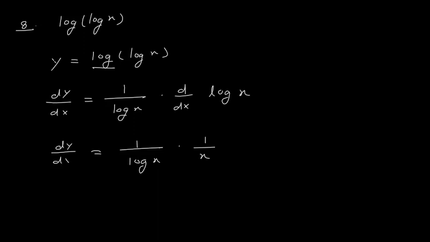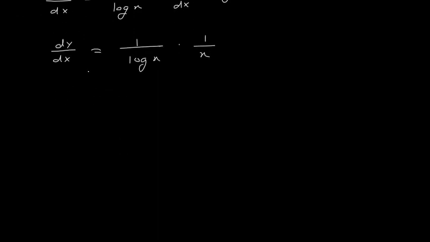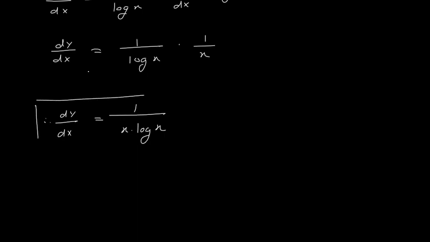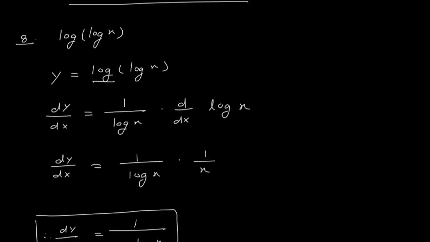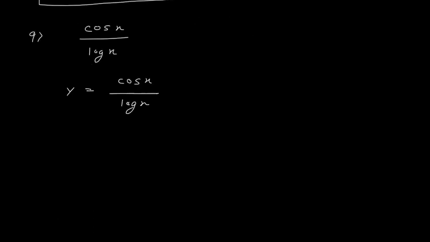So your final result dy upon dx will be, so therefore finally you will say that dy upon dx is equals to 1 upon x into log x. Dy upon dx is 1 upon x log x. This is your solution for 8th question. Now the 9th question is y is equals to cos x upon log x.